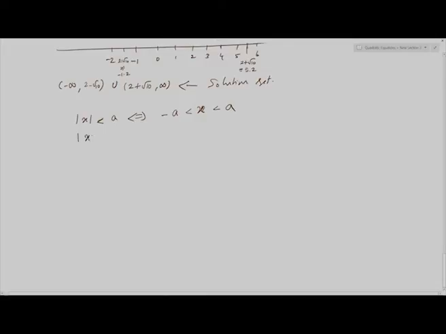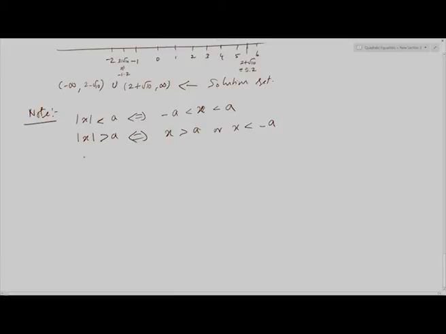Whereas for mod x, let me write this as an important note: when mod x is greater than a, generally people commit a mistake. When mod x is greater than a, it is if and only if x is greater than a or x is less than minus a. So if mod x is greater than a, where a is some constant, this is if and only if x is either greater than a or less than minus a. Whereas in this case, mod x less than a is if and only if minus a less than x less than plus a.